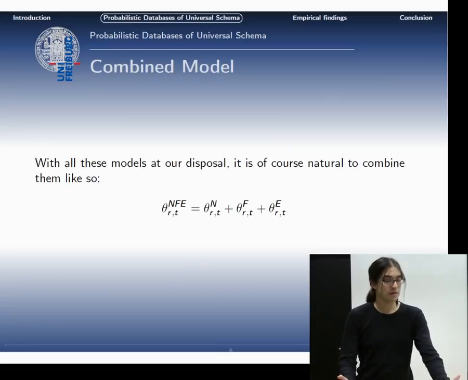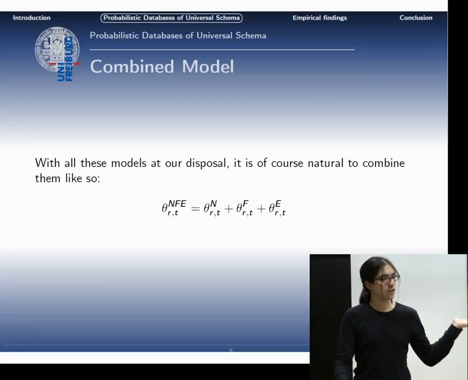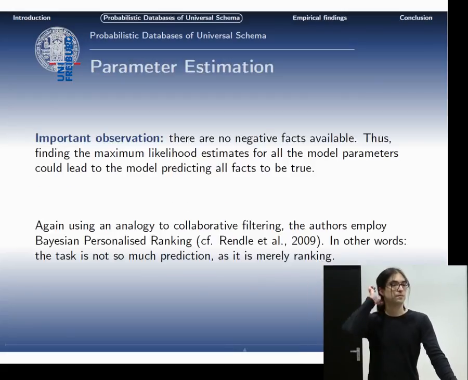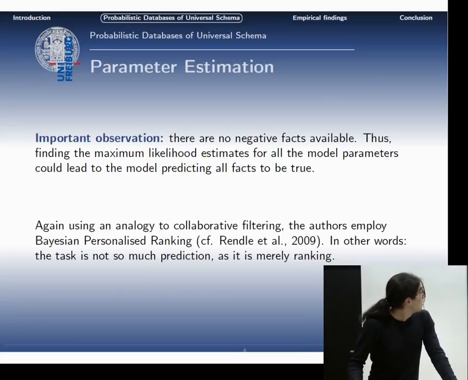Now, in theory, it is possible to combine these three models. This is what was actually done in the paper we studied, and we will see some results for the three combined models in a bit. But first we have to observe also that there are no negative facts available for this method, because, well, the knowledge base doesn't contain them, and the text data doesn't contain them as well, at least in this case.